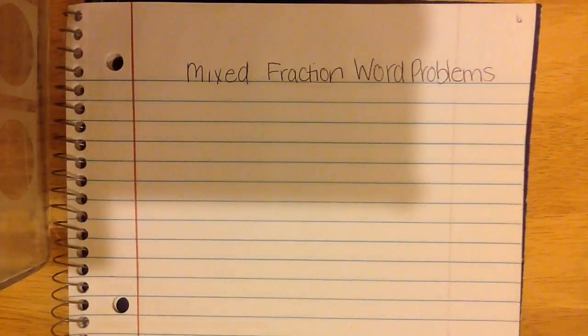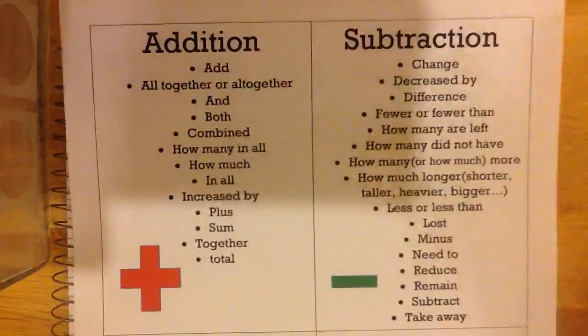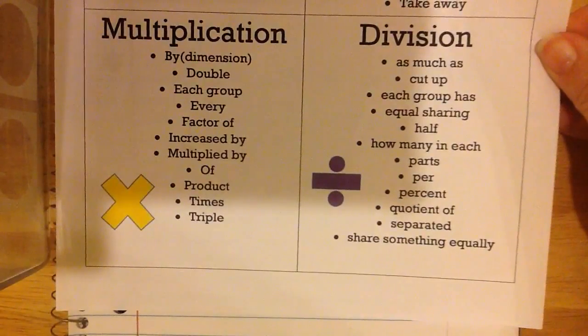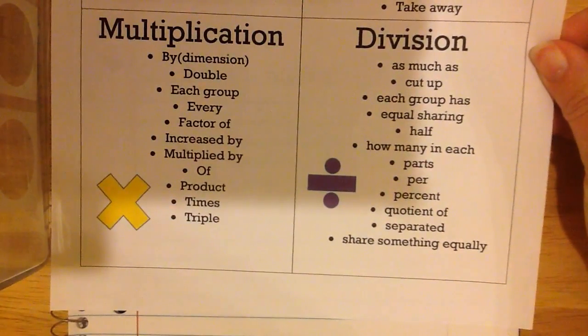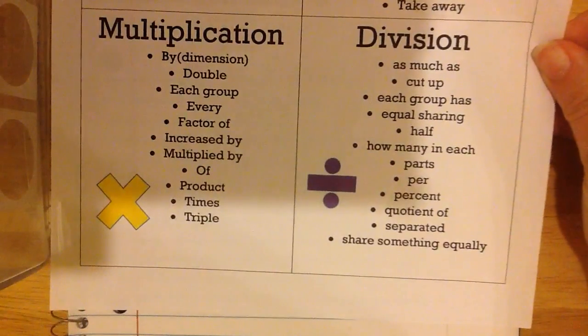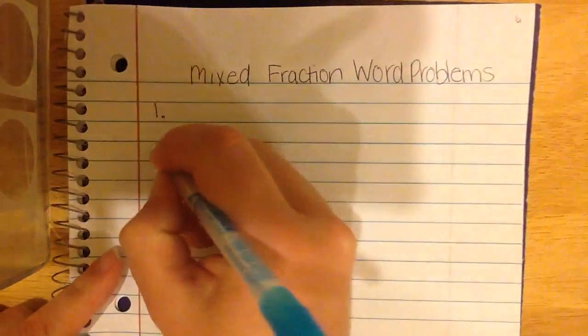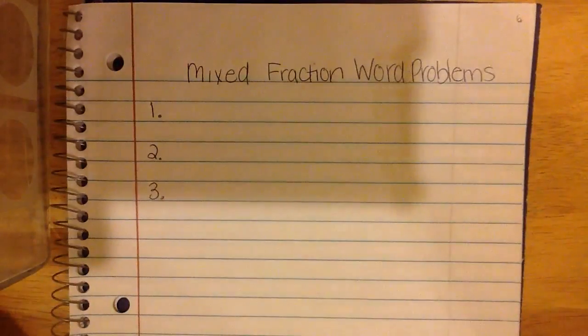Today we're going to use the piece of paper that we've already put into our notebooks. It gives us action words: what action words mean addition, subtraction, multiplication, and division. We may add a few to our list as we go through word problems and find more action words. We're also going to come up with 3 common steps if you're not sure what to do. I'm going to leave room at the top of my paper for 3 tips or helpful steps to identify what operation to use.